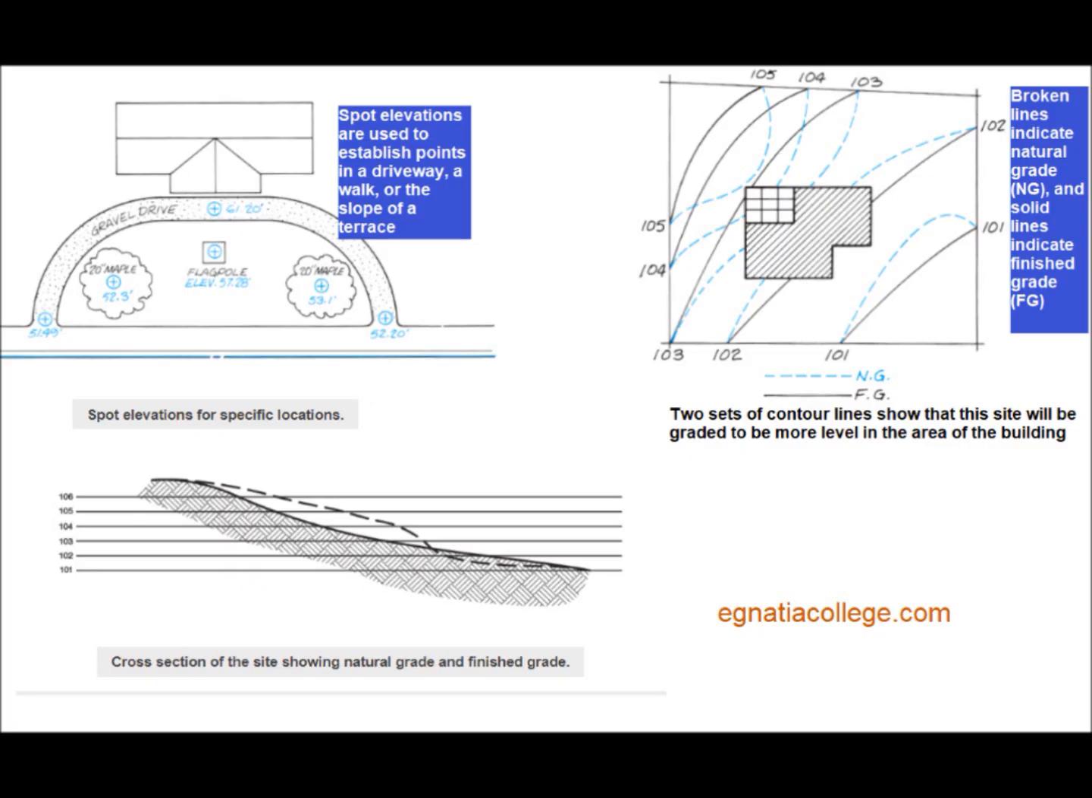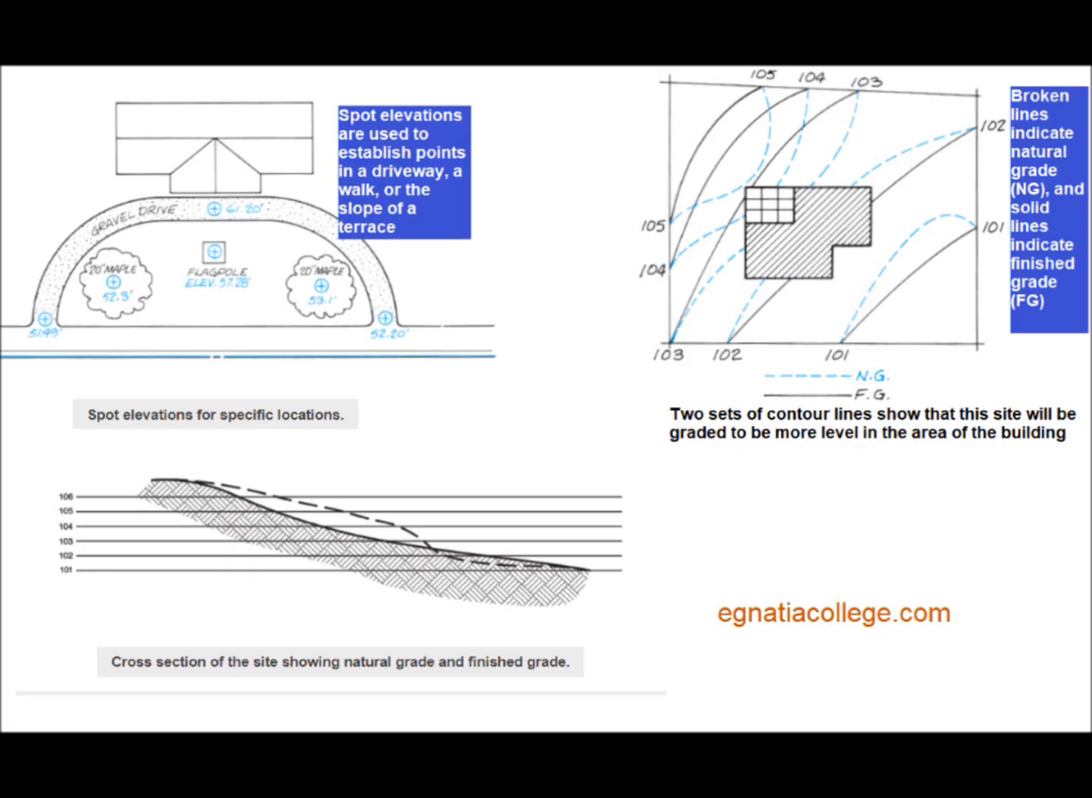The term elevation to denote a vertical position should not be confused with elevation drawings that show the height of objects. The elevations of specific points are given as spot elevations. Spot elevations are used to establish points in a driveway, a walk, or the slope of a terrace. Spot elevations are often given for trees that are to be saved.